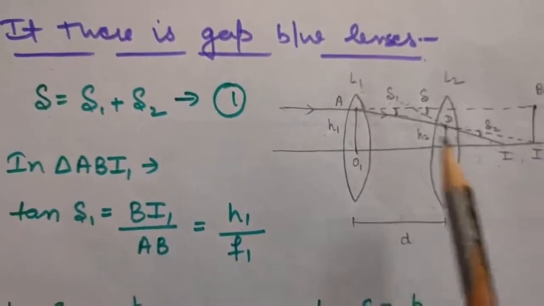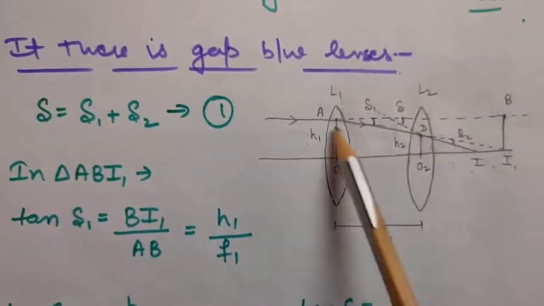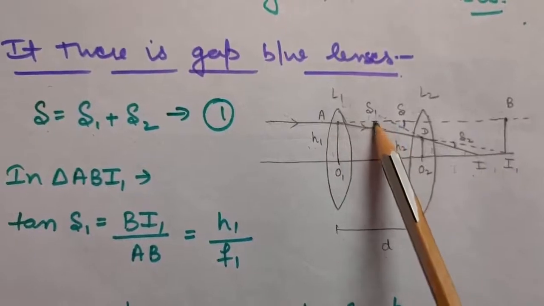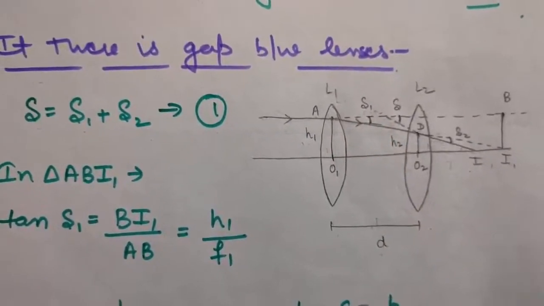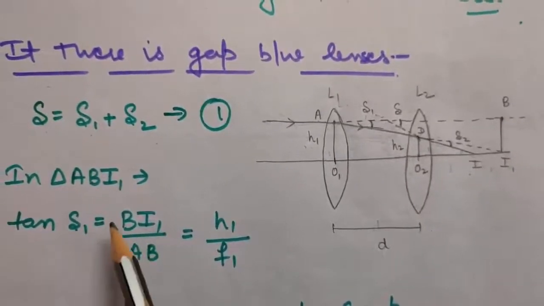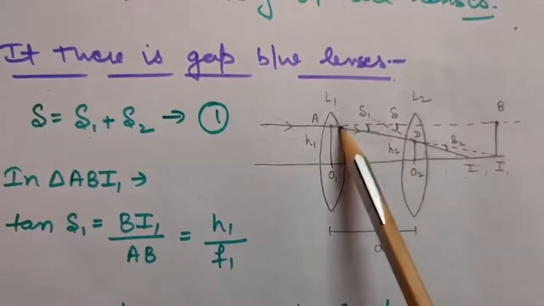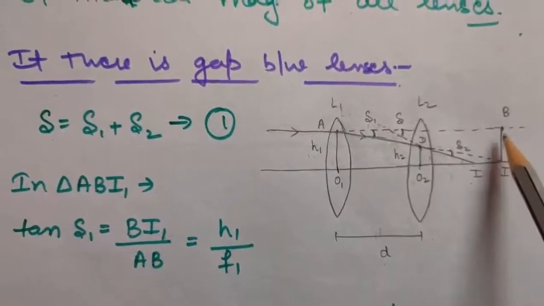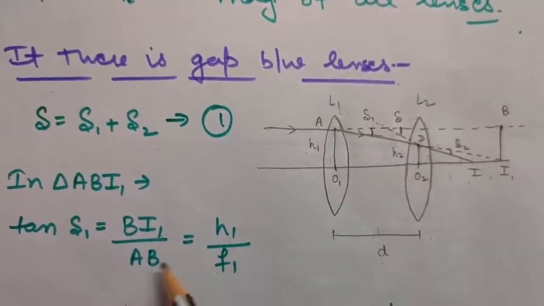Now consider triangle ABI1, that is this triangle, right? Now in triangle ABI1, if you calculate tan δ1, so tan δ1 is perpendicular upon base. So perpendicular is I1B or BI1, that is BI1 upon base, so this AB is base. So tan δ1 is BI1 upon AB. Now BI1 is nothing but H1, as I have told you earlier also. So this is H1 upon AB.